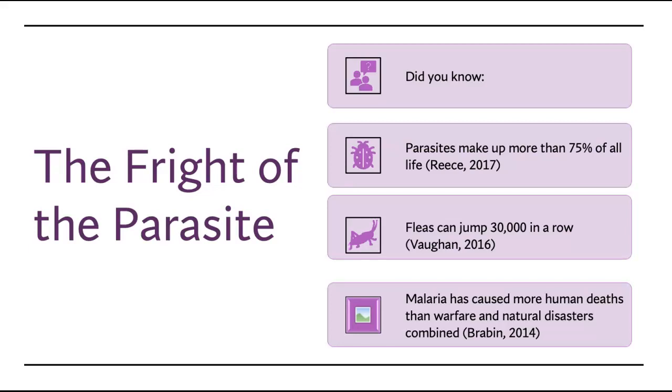Parasites can be dangerous organisms, so before we jump into things, I'd like to take a minute to share a few interesting facts that I found while I was completing my presentation. Did you know that parasites make up more than 75% of all living things? Take a minute to let that sink in. Statistically, that would mean that every 3 out of 4 living organisms would be classified as parasites. That's a lot of parasites.